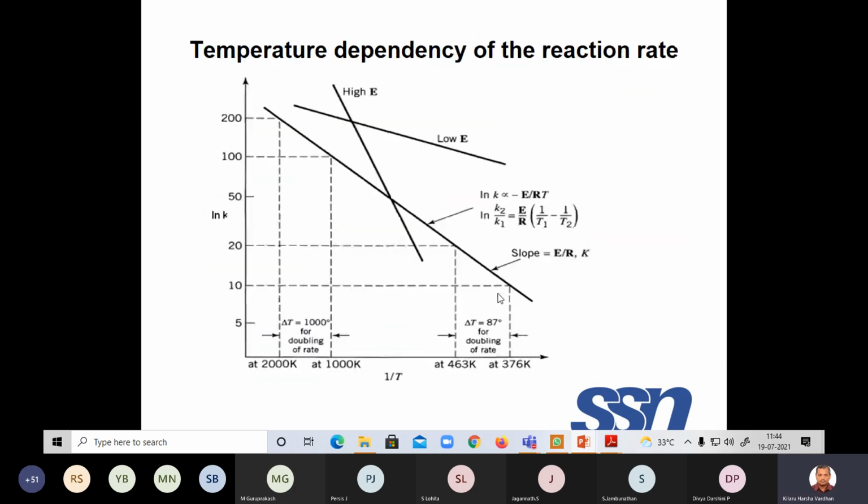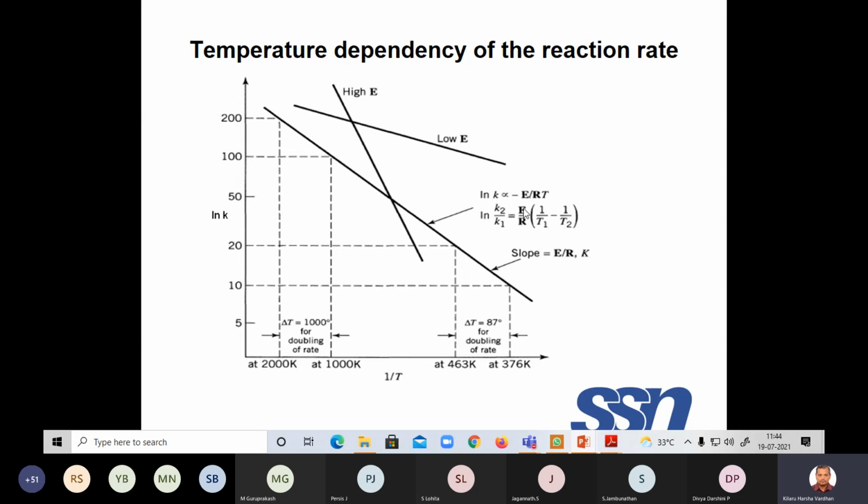This is also given here: Ln K2 by K1 is E by R into 1 by T1 minus 1 by T2. So we know the temperatures. At T1, your rate is K1. At T2, we don't know the rate. Then you can find it using this equation. You know the activation energy required, which will be given in the problem.